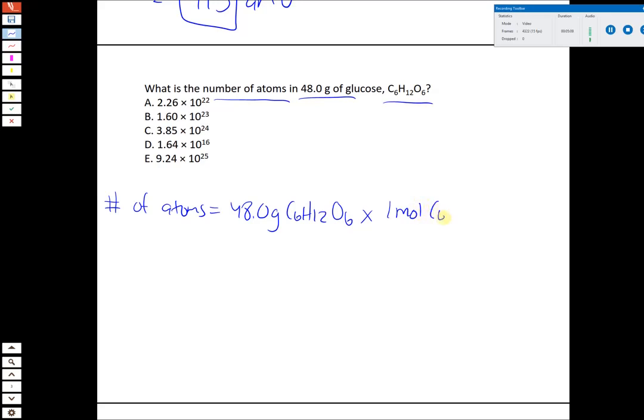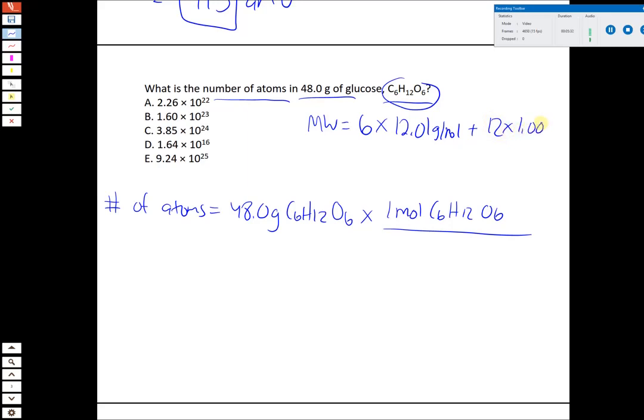So 1 mole of C6H12O6, we have to find the mass of that, and that's going to again be the sum of the atomic masses. So the molar mass for C6H12O6 is 6 times the atomic mass of carbon. We get all these from the periodic table. So carbon is 12. We have 12 hydrogens, which from the periodic table is 1.008 grams per mole for atomic mass of hydrogen. And then we have 6 oxygens, which as we just saw is 16 grams per mole.